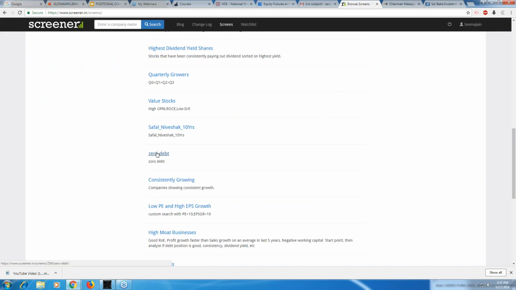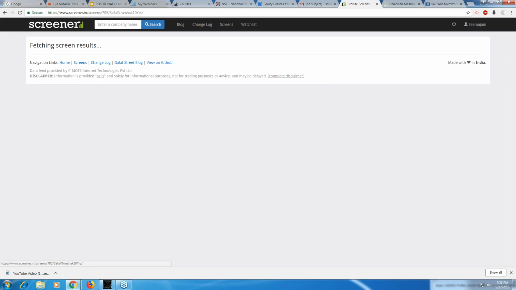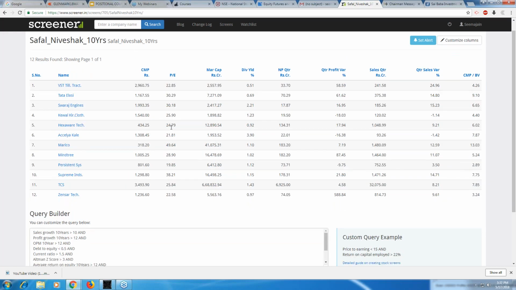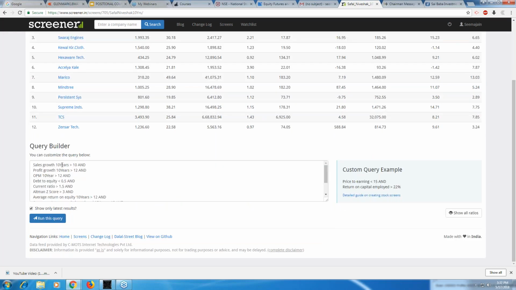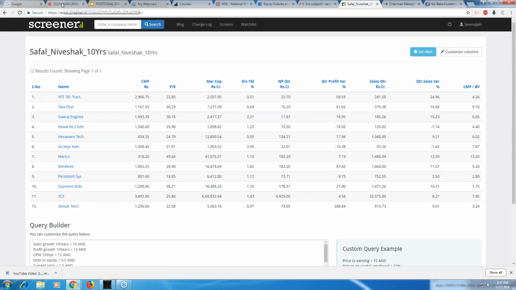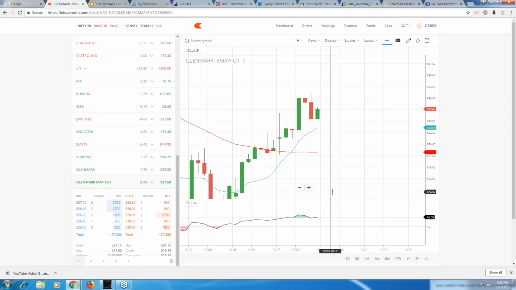Zero debt companies, Safal Niveshak 10 years, you can go here and find out which companies. On the screener, sales growth over 10 years should be more than 10, profit growth over 10 years more than 12, operating profit margin more than 12, debt to equity ratio 0.5, current ratio 1.5, Altman Z score 3, and you get only these 12 companies. Analyze them, and I have told you simply what you need to do. Look for the 50 moving average breakout and invest in the company.